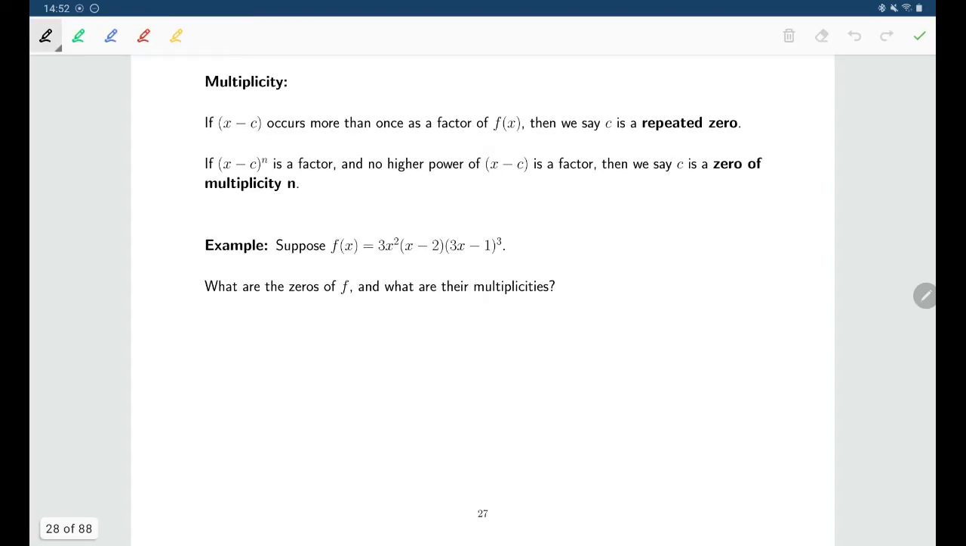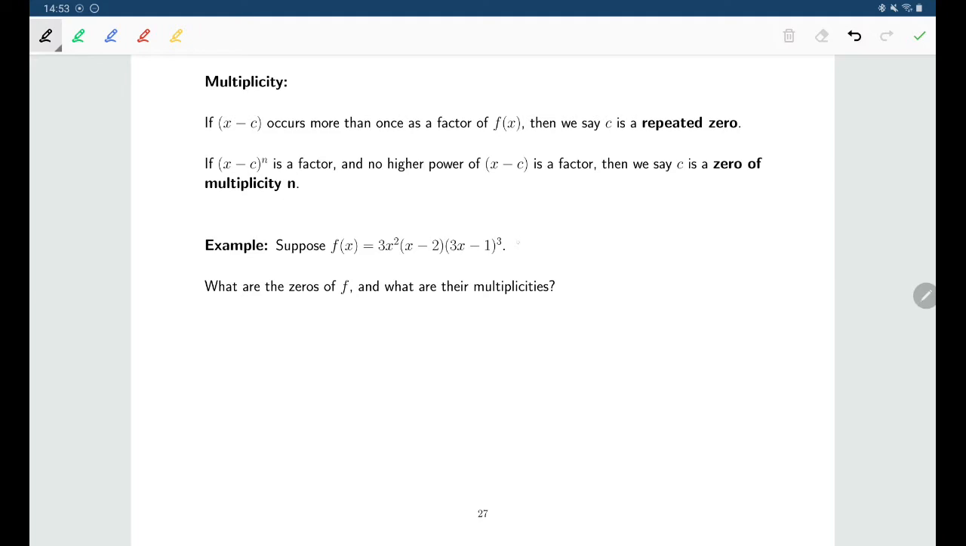So one of the things that we'll need to talk about is what happens if you have a factor that's repeated, or in other words, what happens if you have a repeated zero. When you've got a factor that shows up more than once, then the zero for that factor is a repeated zero. So if we're looking at the example that I have here, f of x, you can see that there are three different zeros.